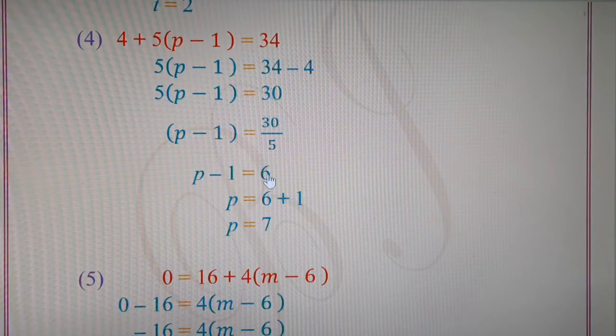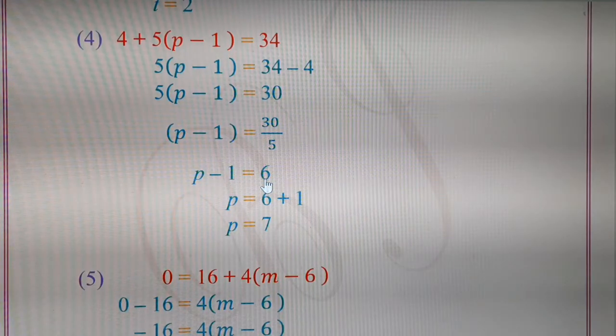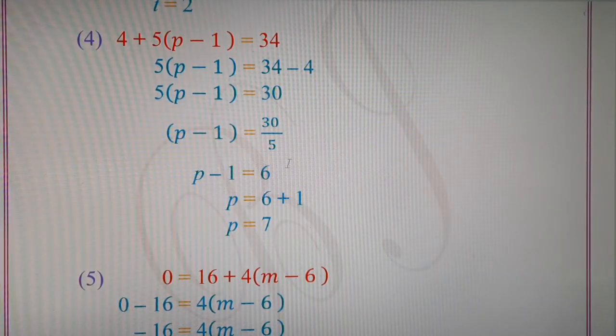So in the RHS we will copy 30 upon 5 and simplify it further and write it as 6. So P minus 1 is equal to 6 will be our next step. And the bracket P minus 1 we will copy in the left hand side, but we will remove the bracket. So only P minus 1 we will copy in the next step, and 30 upon 5 we will simplify as 6. P minus 1 is equal to 6.